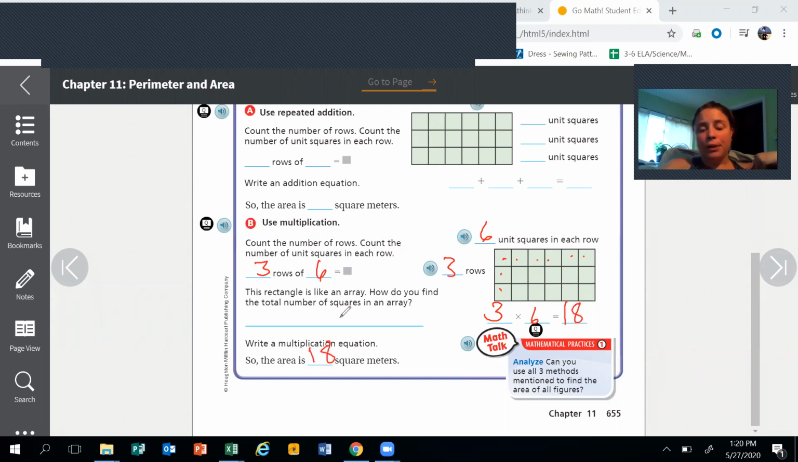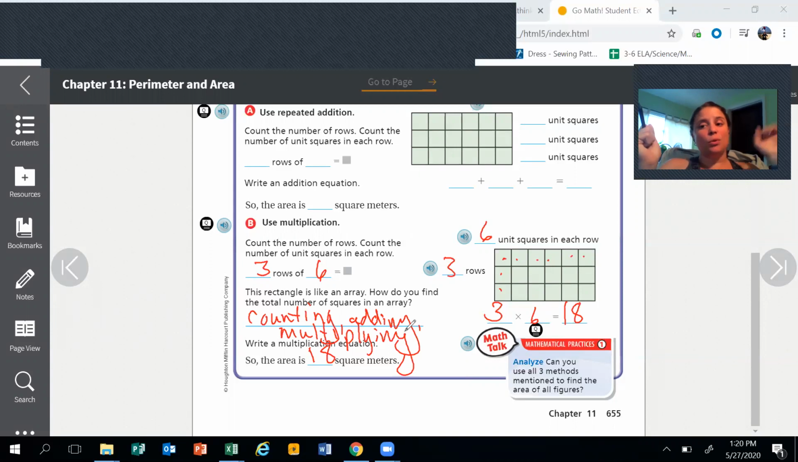So whatever way you figured it out, if it was counting, write counting. If it was adding, write adding. If it was multiplying, write multiplying. How you figured it out. Remember, when we do these, you do whatever works best for you. I am showing you many different ways to solve it. It's your job to figure out what works best for you and what's least confusing for you.